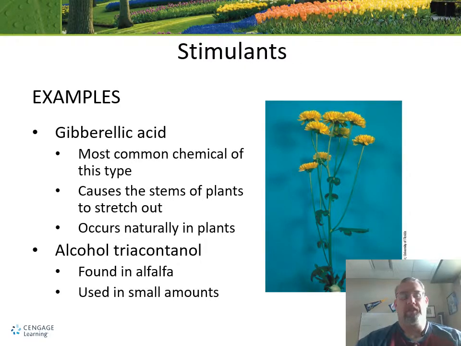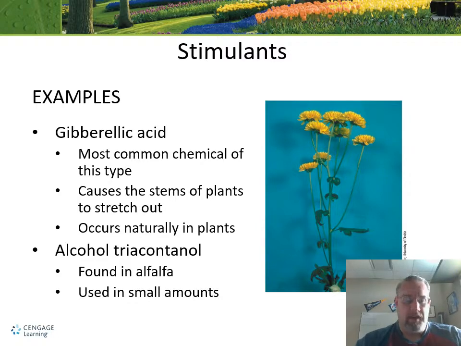So the stimulants: gibberellic acid is a naturally occurring chemical in a plant. These are going to basically tell the plant to grow. That's going to continue the elongation. And then you have the other one here, the alcohol triacontanol, which is found in alfalfa plants, and it is another stimulant that can be used to encourage growth.